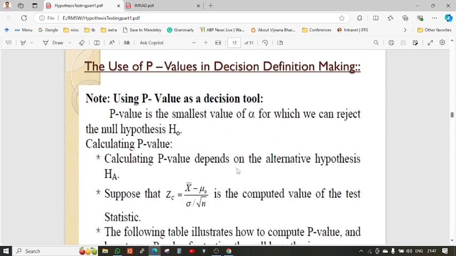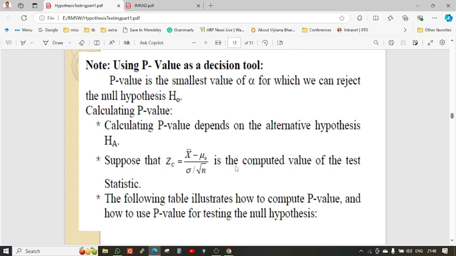So the p value, or decision making, is the main important point. What is the p value? The p value is the smallest value of alpha for which we can reject the hypothesis. This means the value up to which we can accept, or beyond which we may reject. These are the important terms, and by seeing this value we can make some conclusion about whether our decision is right or wrong, depending on this p value.